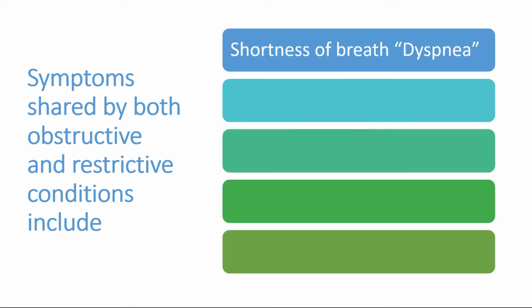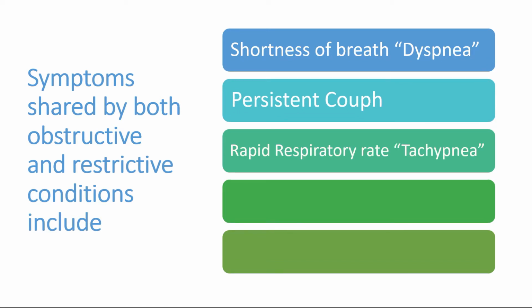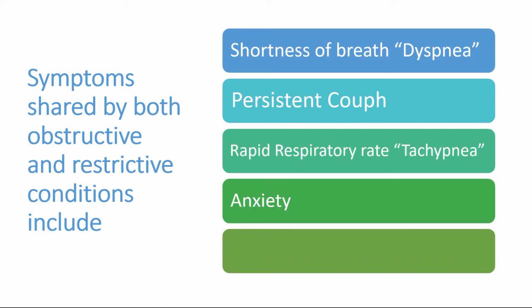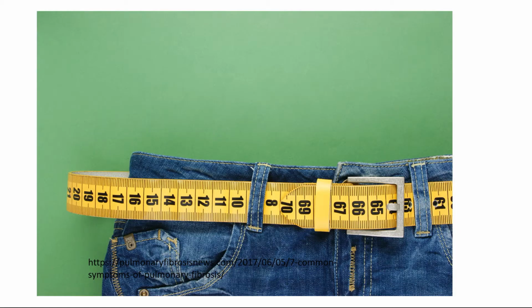Now, we have symptoms shared by both obstructive and restrictive conditions, and this includes shortness of breath, dyspnea, persistent cough, rapid respiratory rate or tachypnea, anxiety, and unintentional weight loss due to increased energy needed to breathe. These symptoms are shared by both obstructive and restrictive conditions.